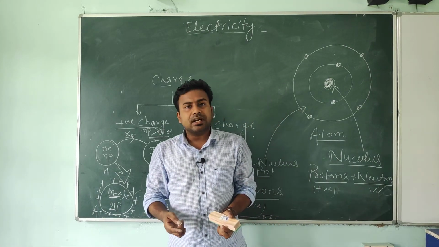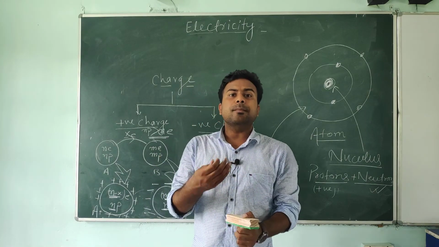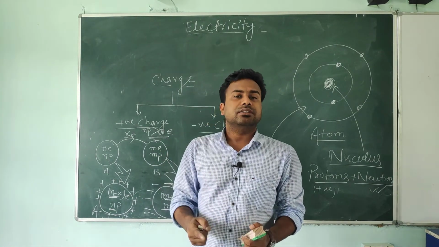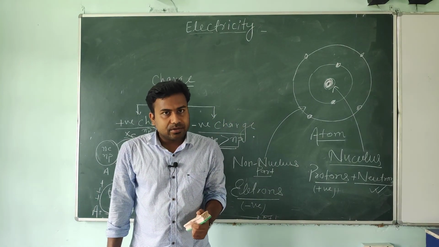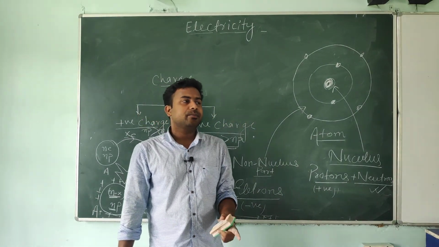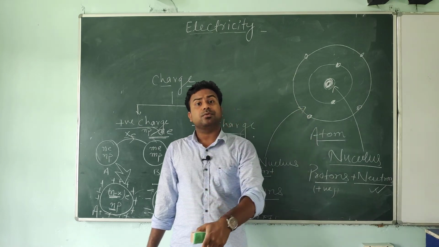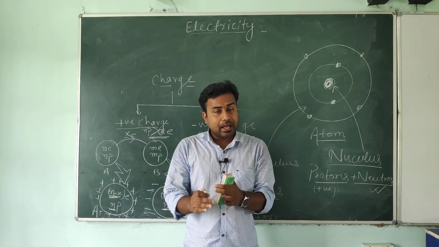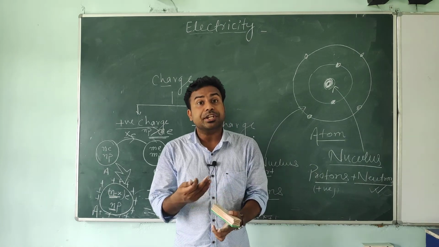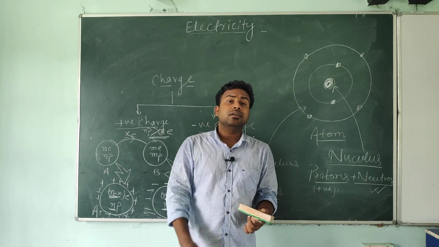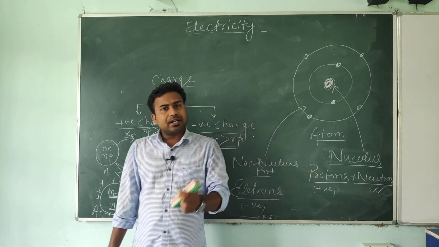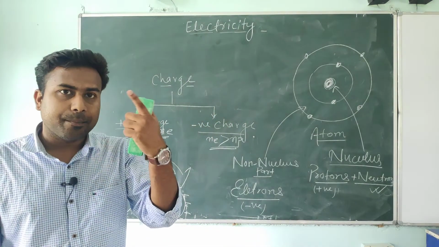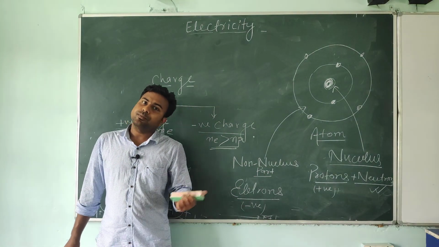A particle having more number of electrons, or an excess of electrons as compared to protons, is called a negatively charged particle. Again student, the particle having more electrons, it means more negative charge, that is the negatively charged particle, and the particle having a deficiency of electrons or fewer electrons as compared to protons is called a positively charged particle.